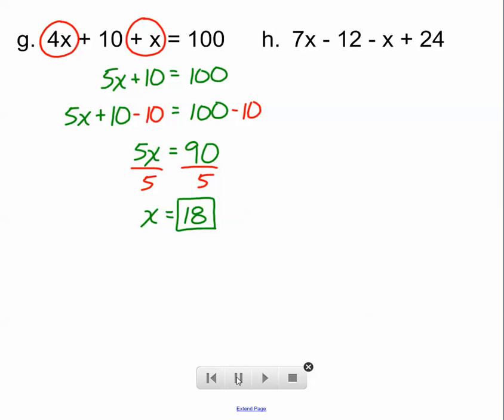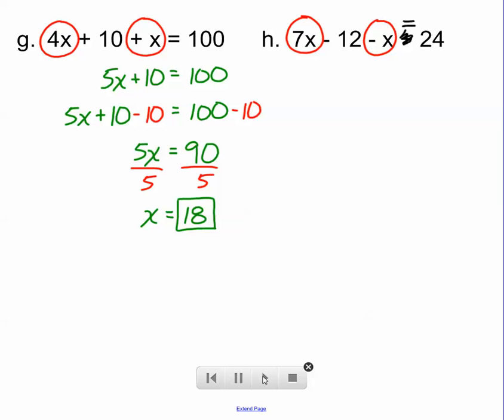Actually, I got one little mistake there. I've got to fix on h, and that is that I don't want a plus sign right there. Let's make that an equal sign. That's what I meant it to be. I apologize for that. And then we're going to combine like terms. We've got a 7x and a negative x. 7x minus x is 6x.